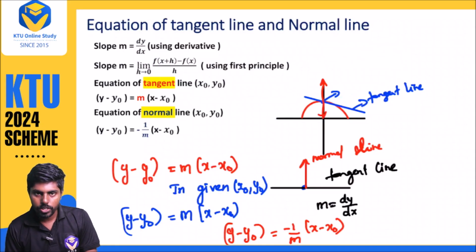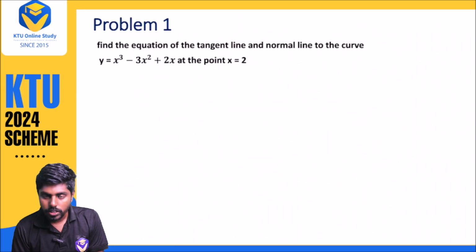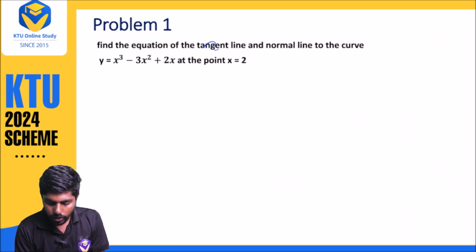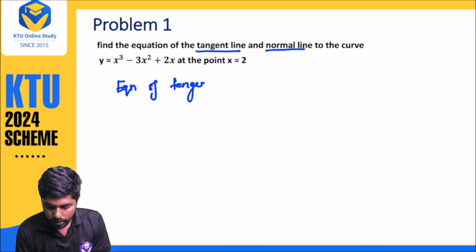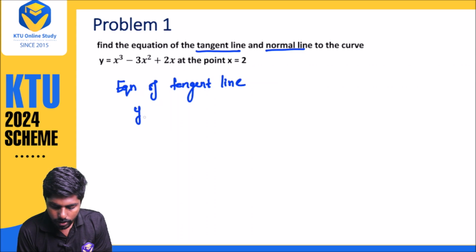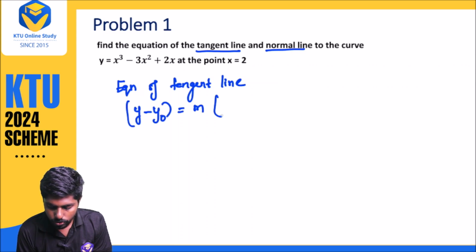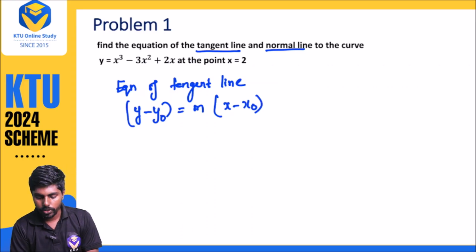So directly we will go to the sum. What have they asked? They have asked to find the equation of tangent line and normal line. So what is the equation of tangent line? The formula is y minus y naught is equal to m into x minus x naught. So this is the formula we know.